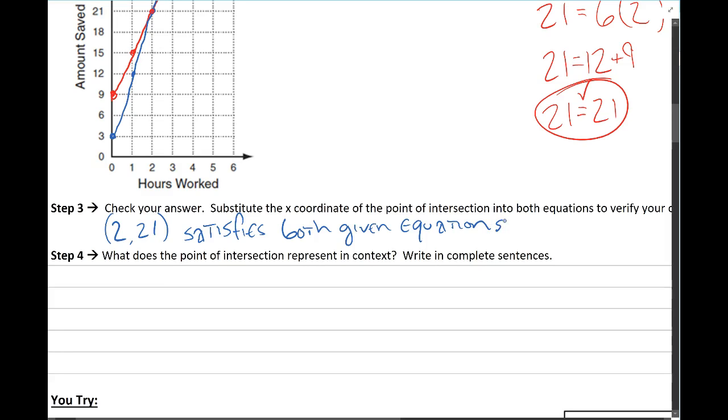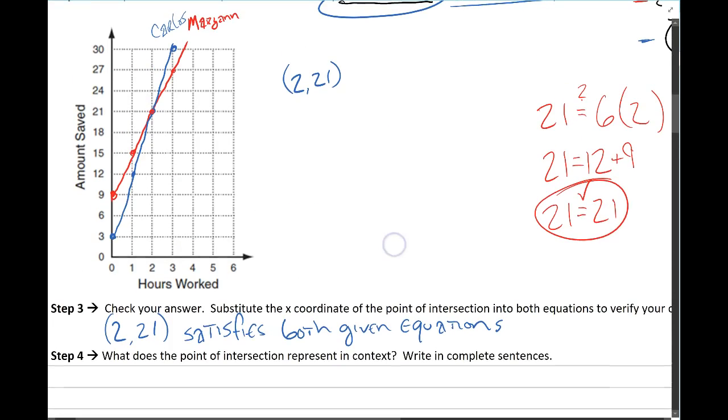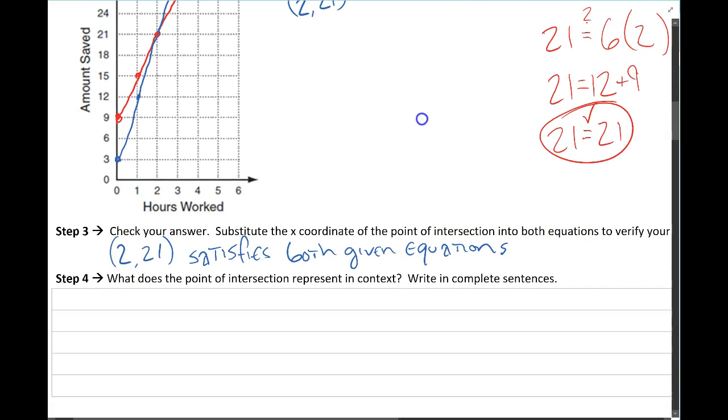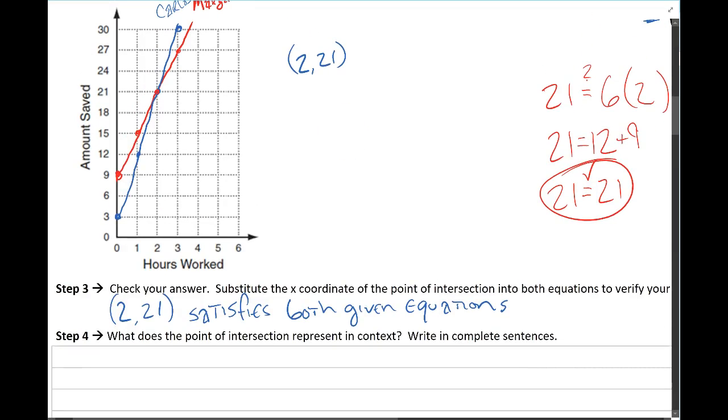And hopefully you've seen that this is a very simple and somewhat rudimentary, but very simple way of solving a system of equations, determining the point of intersection when you graph both of them. Now, what does this represent in context, right, in complete sentences? Well, anything that you end up putting in here to the effect of, let's find out what these mean. My y value is the amount saved, and my x value is the hours worked.